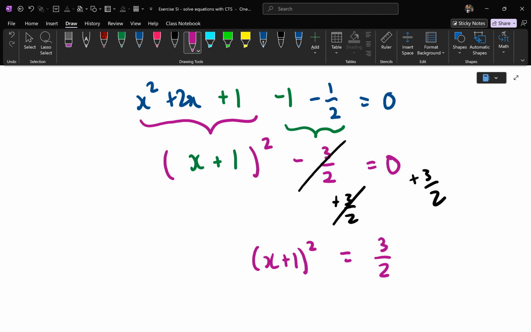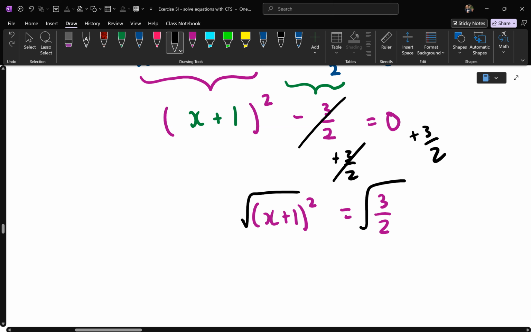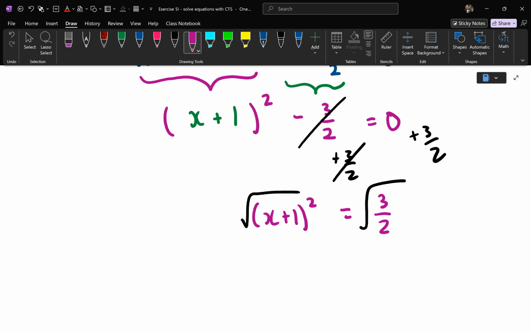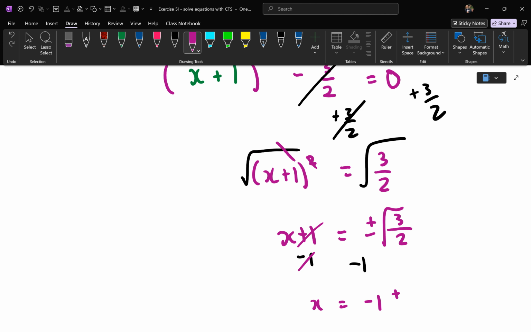Get rid of the square by square rooting, but like I said, every time you square root, what must you be careful of? Plus or minus. Okay, every time you square root, there is a plus or minus answer. These two cancel out. You get a plus or minus root 3 on 2. And then finally, to get x by itself, I need to subtract 1. These cancel out, and x is equal to negative 1 plus or minus root 3 on 2.